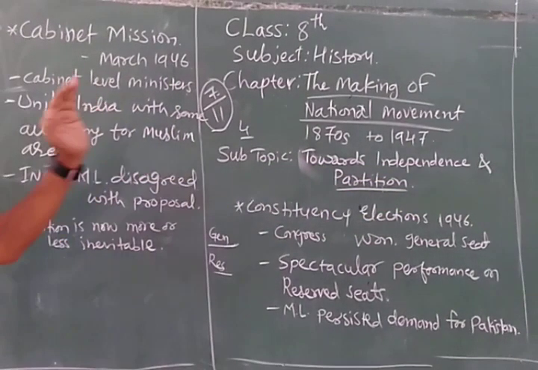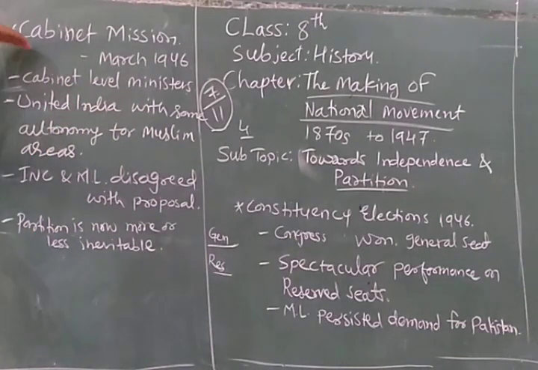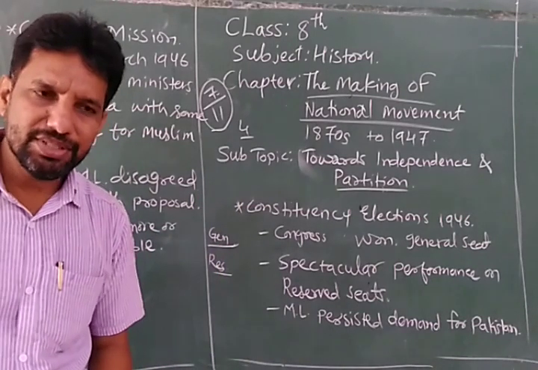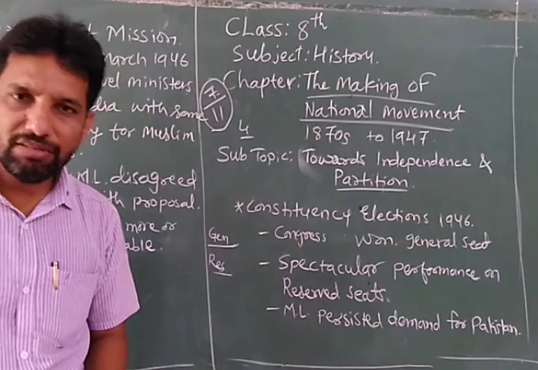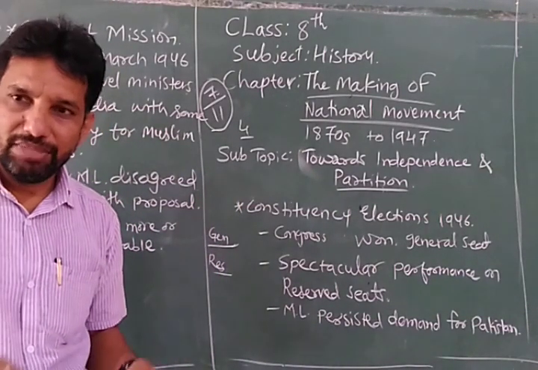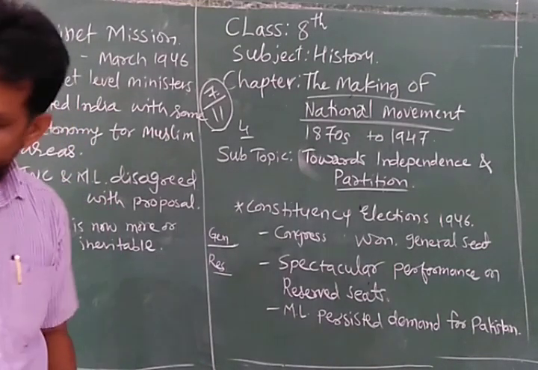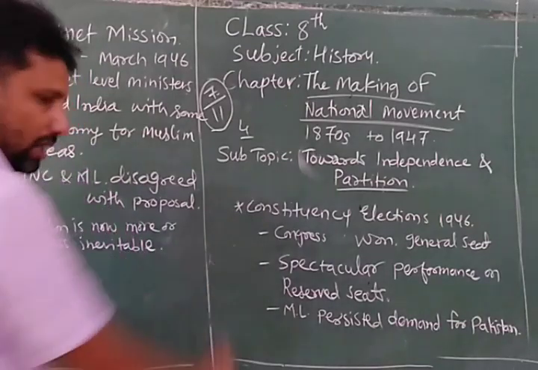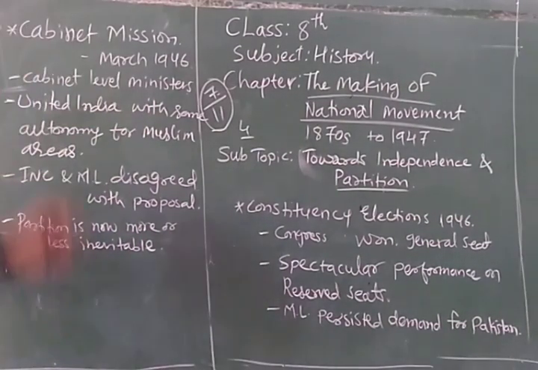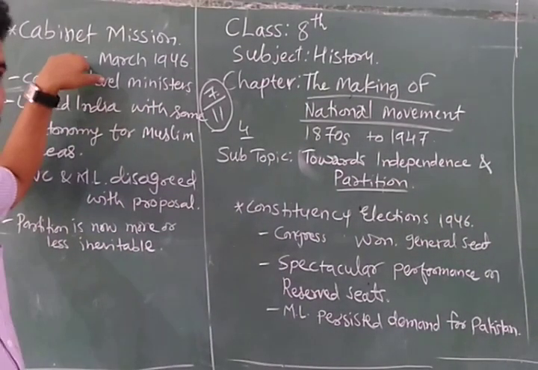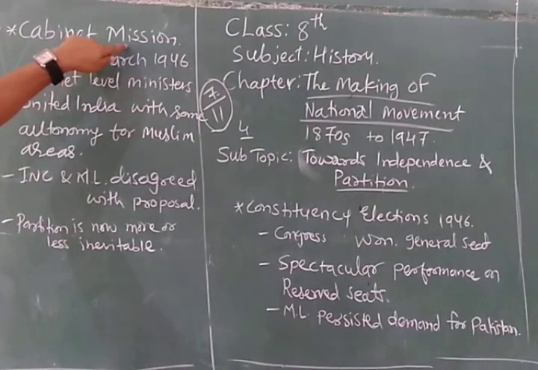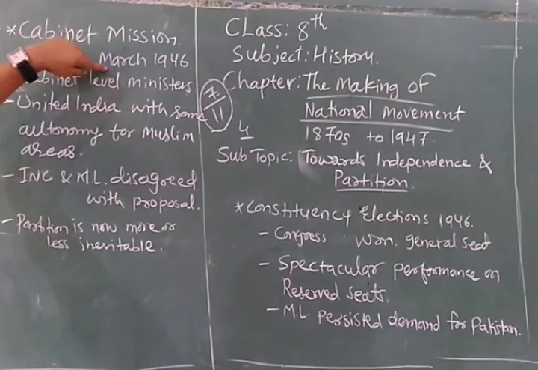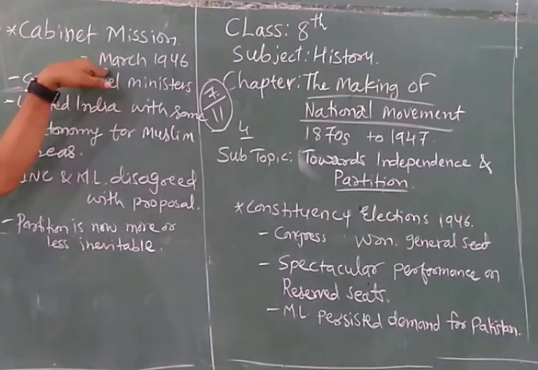Now, let's turn towards the next point, and that is the Cabinet Mission. As we saw, the negotiations had been started by the British government in 1945, but the initial talks failed. Now, a commission of three cabinet-level ministers was formed, and that was named the Cabinet Mission. The Cabinet Mission was in March 1946.